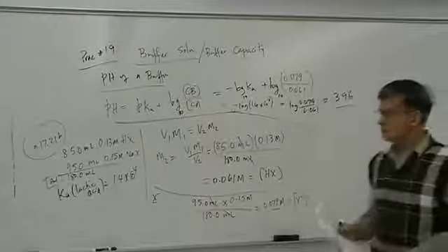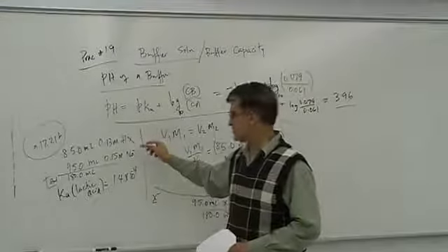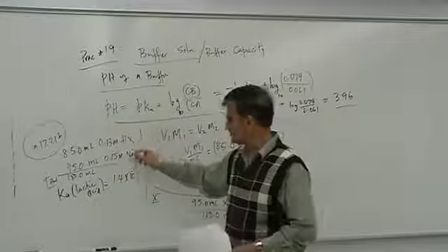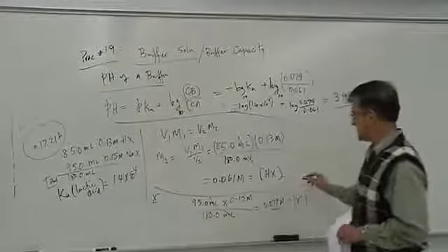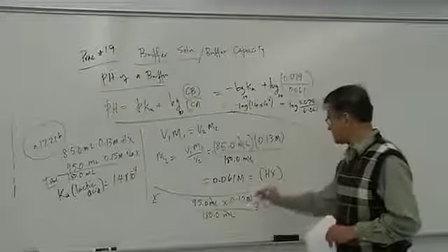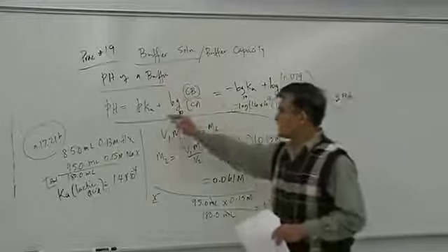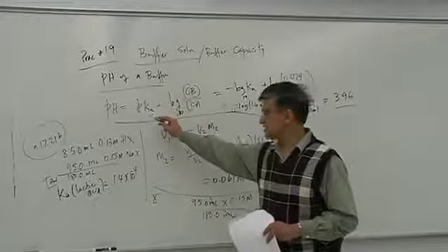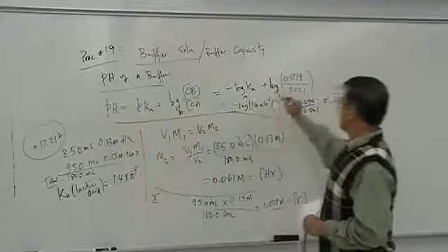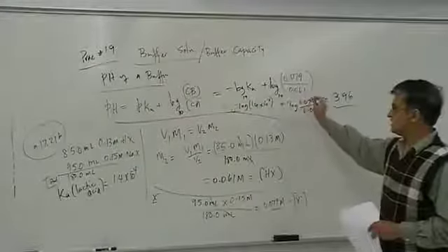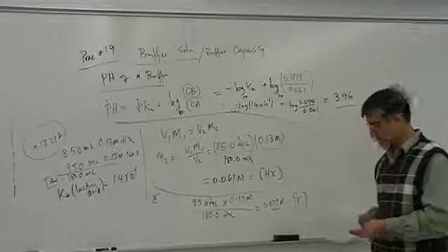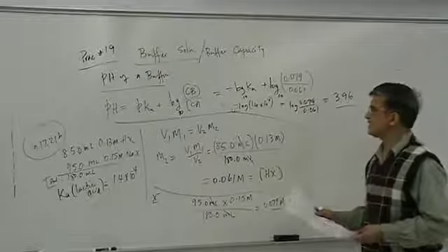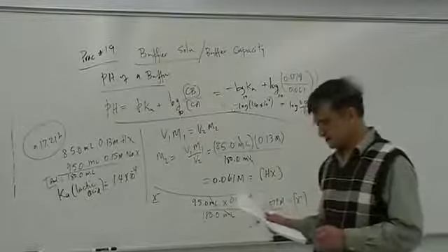So let me review this. You added these two solutions. First you get the concentration in the whole volume of 180 ml. First we got the weak acid concentration, then the conjugate base concentration, and then we calculated pKa, which is minus log of the Ka value, and then just add it and use the Henderson-Hasselbalch equation, and we got 3.96. So this is how you calculate the pH of a buffer solution.